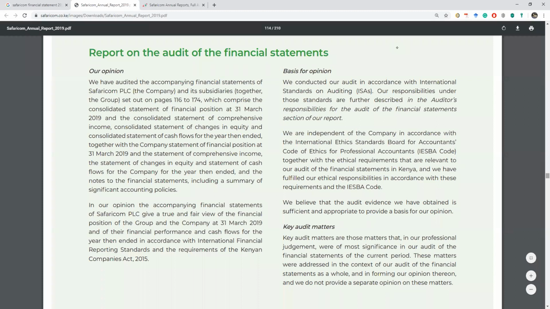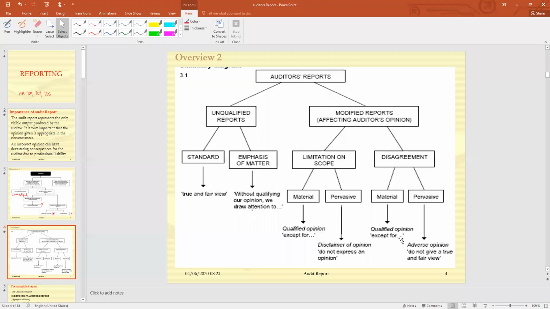Sometimes it is referred to as a clean opinion or clean audit opinion. Not that the others are dirty, but generally this is called a clean audit opinion. They are not modified, the so-called standard audit format. Now let's go back to our notes. You can also have unqualified reports. However, they may have an emphasis of matter. You can have unqualified reports that are not modified, but with an emphasis of matter.